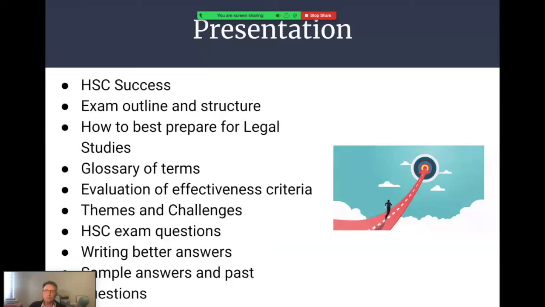In particular, I wish to focus on the glossary of terms used in the questions in the HSC, and on the one term which is particularly important, which is evaluation and the effectiveness criteria. We want to look at the nature of questions, so we'll look at the themes and challenges which are outlined in the syllabus. We'll look at some sample past HSC exam questions, and we'll give you some advice on how to write better responses and to maximise the knowledge that you do have when you're attempting sample answers and past questions.